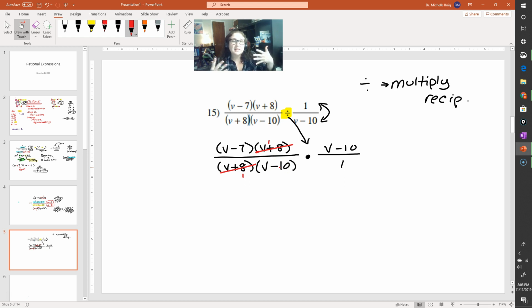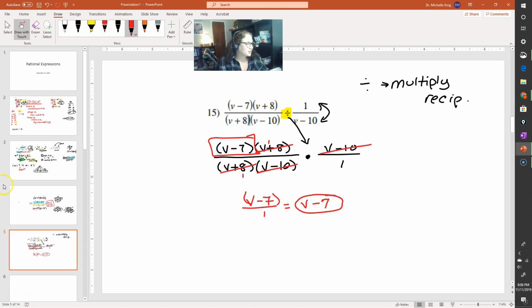Even though v plus 8 doesn't look like a number, it's still like 2 plus 8 is. If v was 2, it'd be 10 divided by 10. If v was 20, it'd be 28 divided by 28. Regardless, it becomes 1. Here also, we can cancel these fractions out. So we're going to be left with v minus 7 in the numerator, and we're going to be left with 1 in the denominator, which we know just will leave us with that fraction. Okay, let's look at another one.